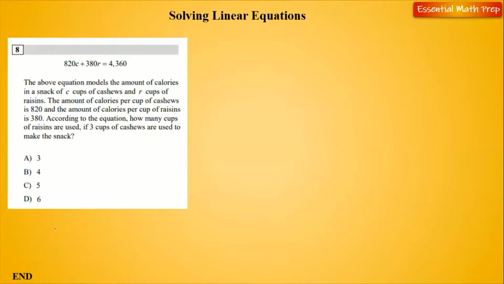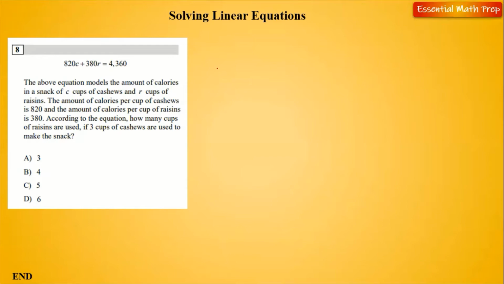All right, this is an easier problem than they make it out to be, at least from the sheer size of how many letters, how many words are there. So you're given an expression 820C plus 380R equals 4,360. The above equation models the amount of calories in a snack of C cups of cashews and R cups of raisins. The amount of calories per cup of cashews is 820 and the amount of calories per cup of raisins is 380. According to the equation, how many cups of raisins are used if 3 cups of cashews are used to make the snack? That's very simple.